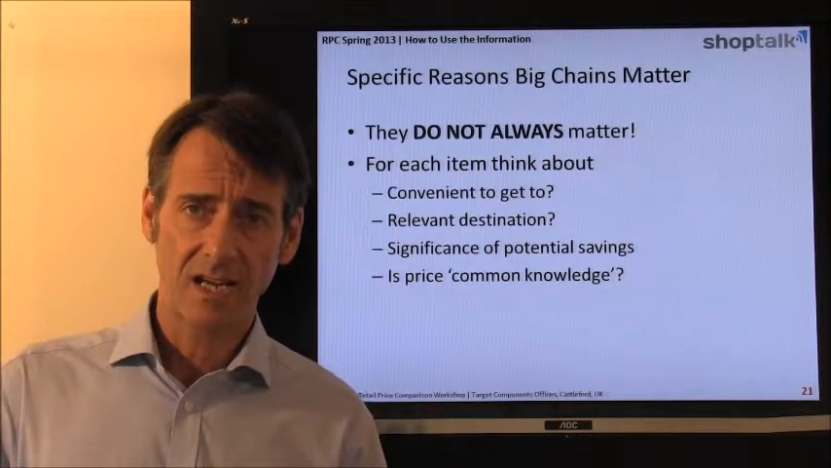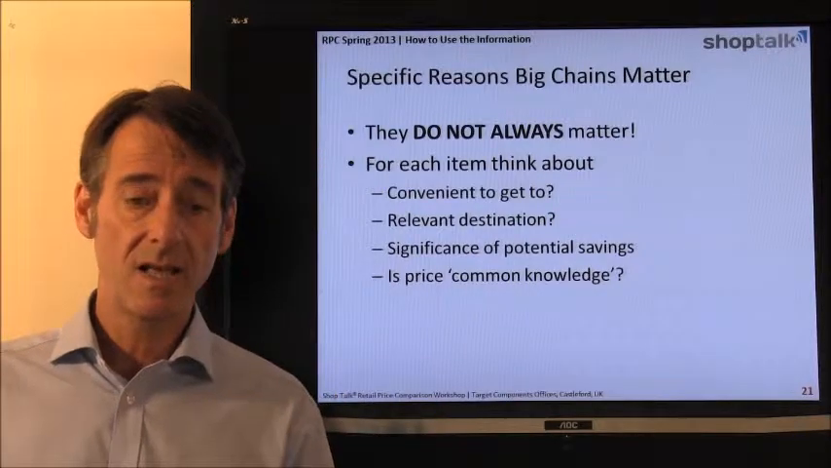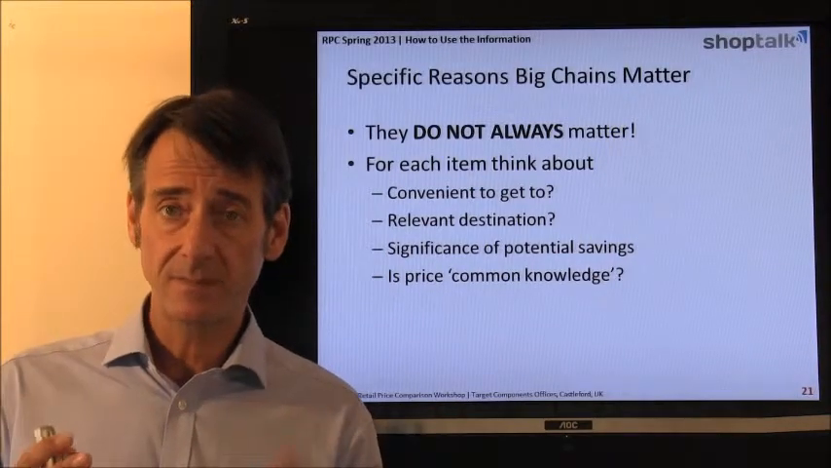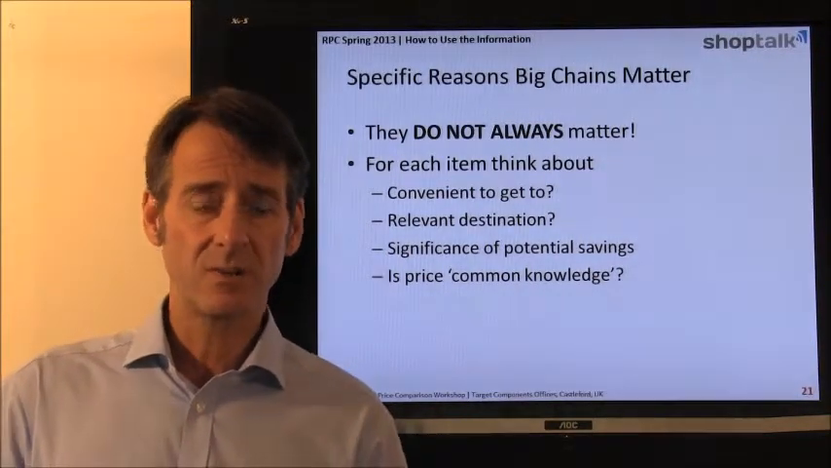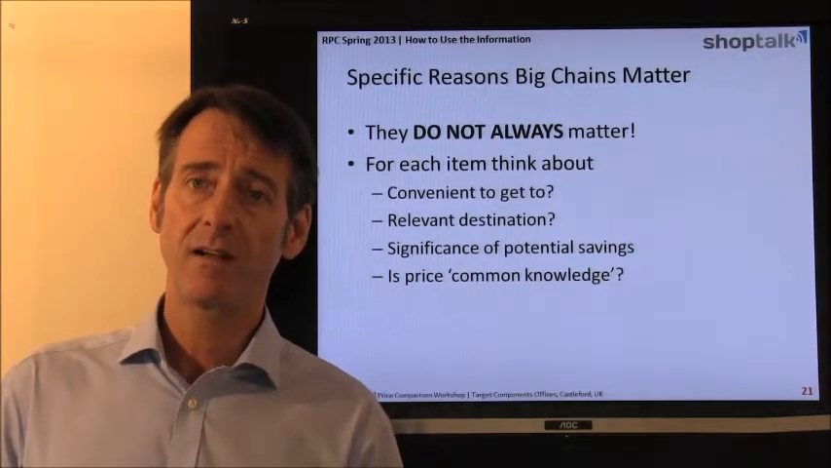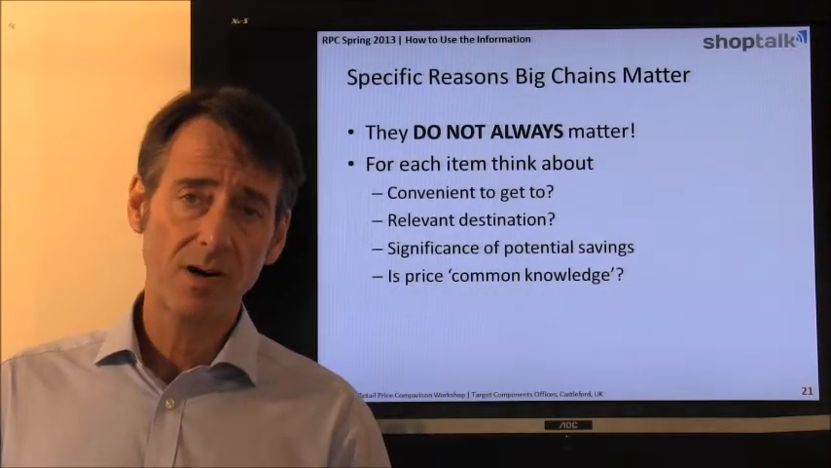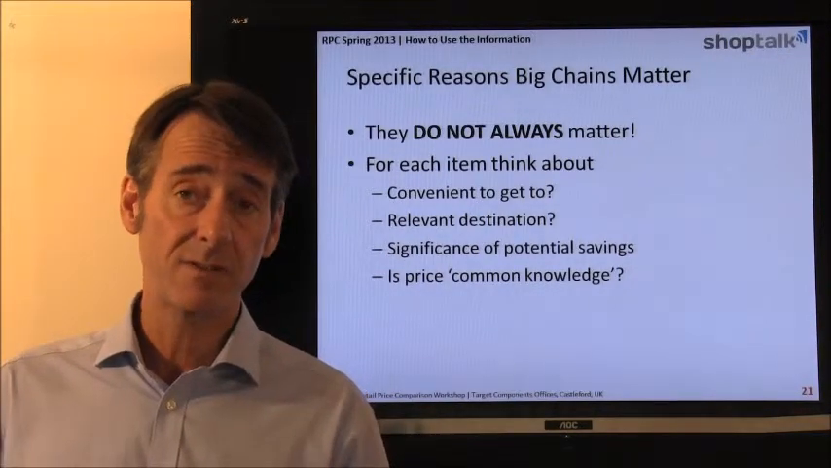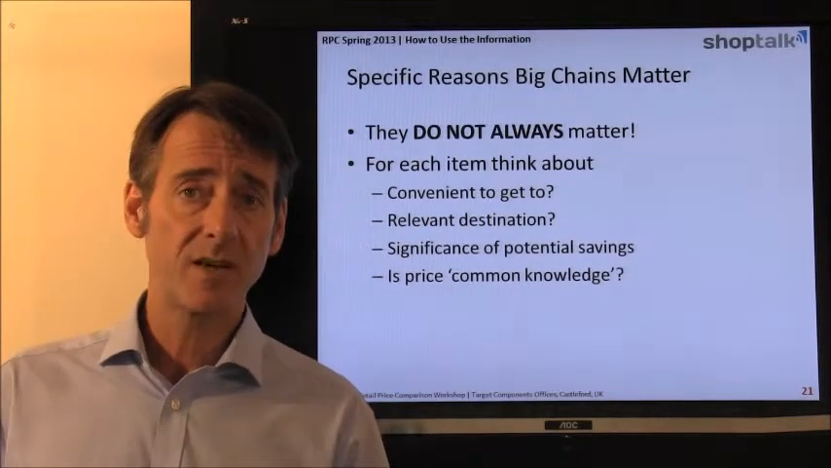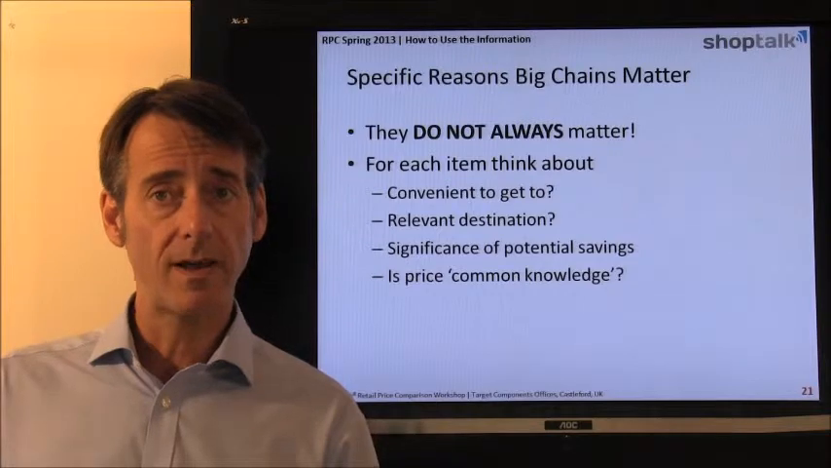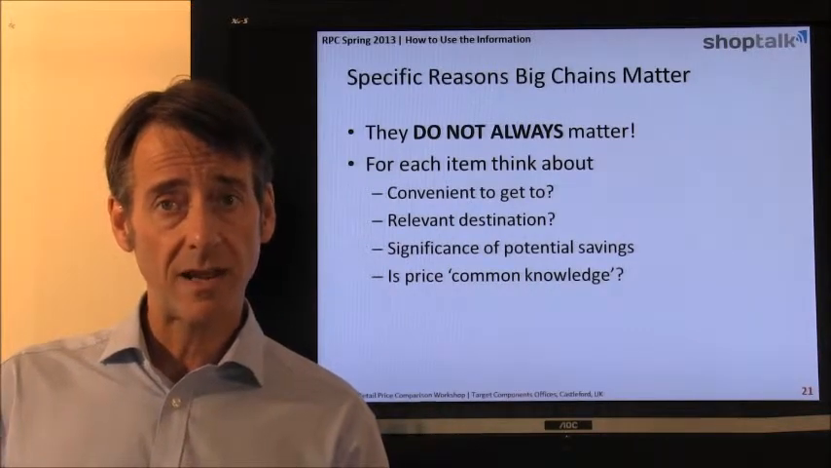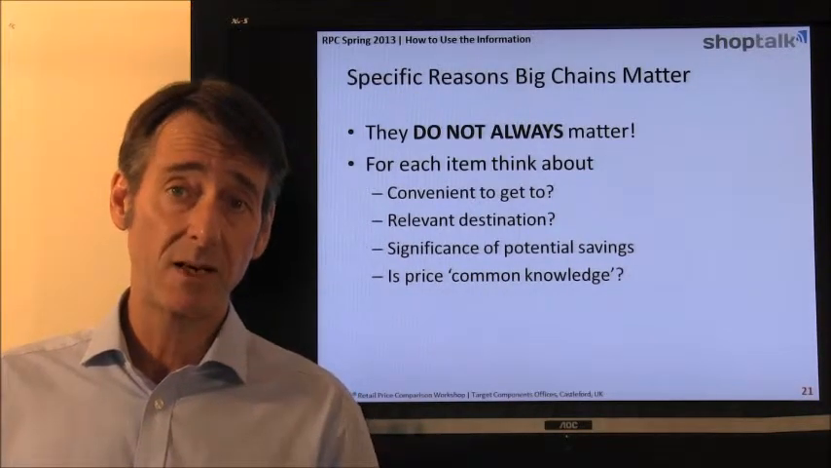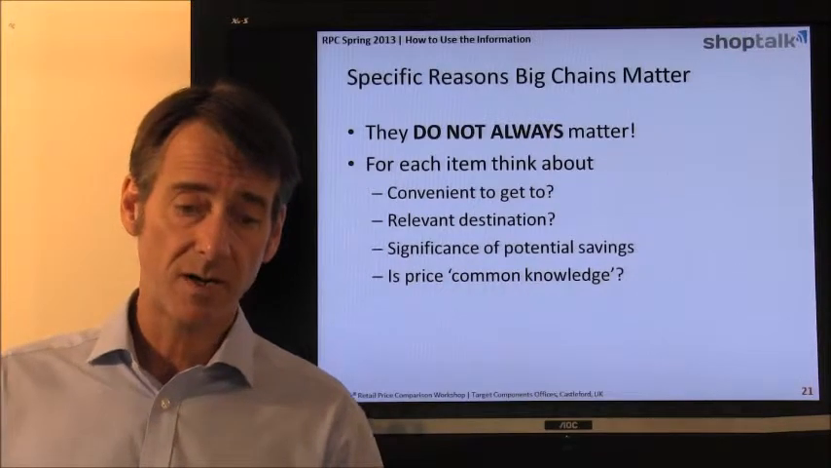Other reasons to take notice of big chains are to do with the significance of potential savings, and by that I mean the absolute amount. So if it's a big ticket item, customers are likely to do a bit of research, talk to their friends, maybe go on the internet and look for places where they can get keen prices, because if you're buying an item for 500 quid and you can save 10%, that's £50. That's worth having. That'll buy you some nice things to go with the new laptop or whatever it is you're buying. So absolute value has a key role to play when thinking about whether big chains matter, or whether people will be prepared to go out of their way to get those better prices.